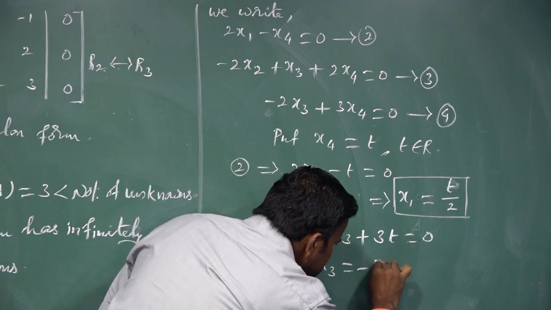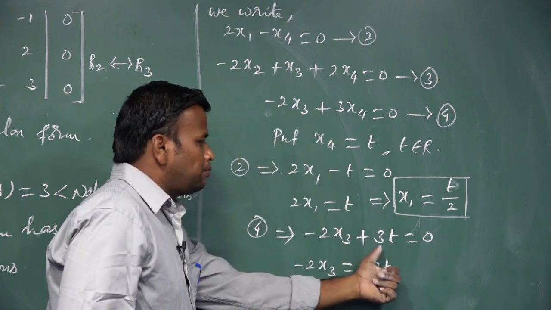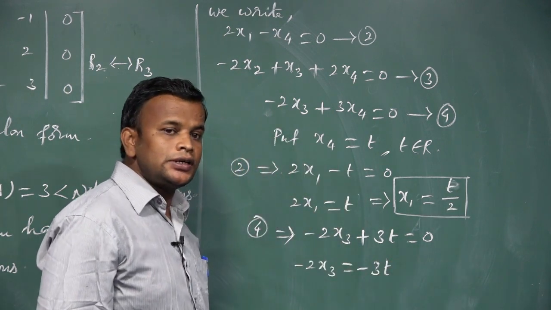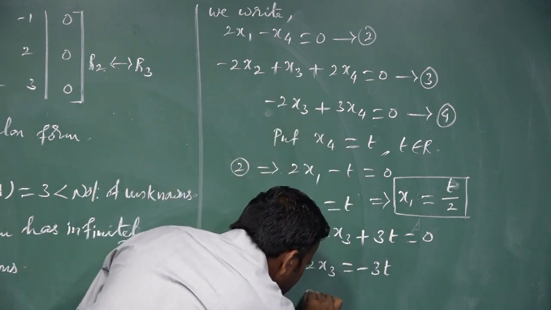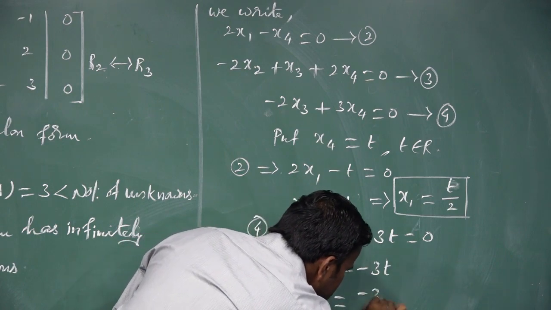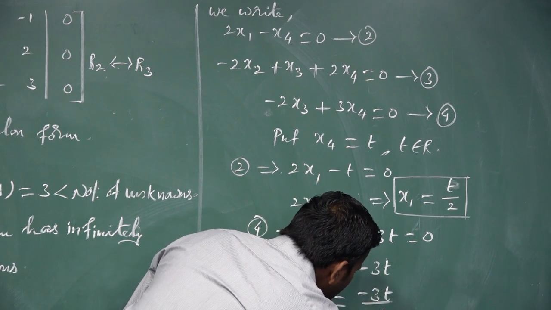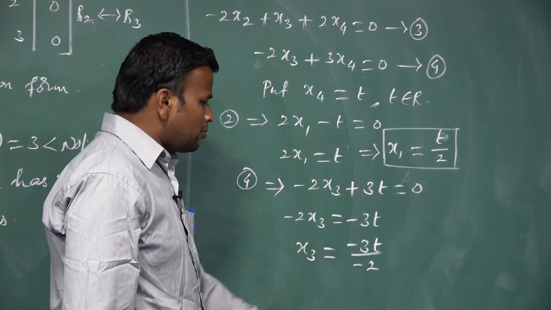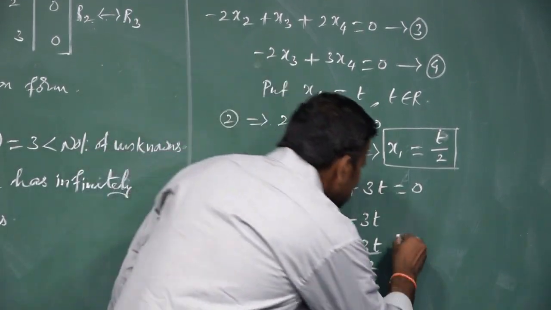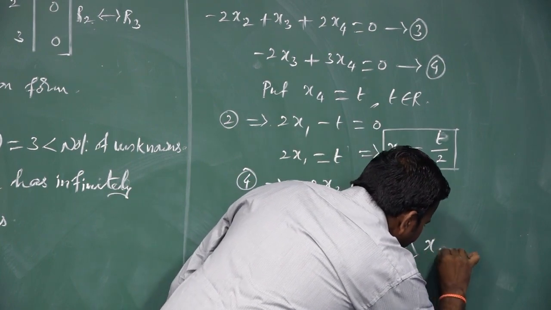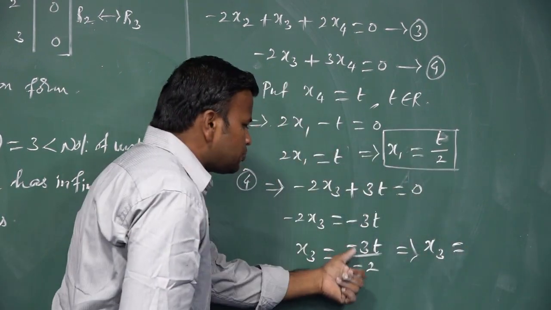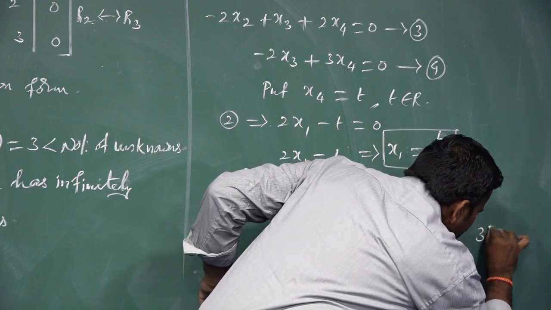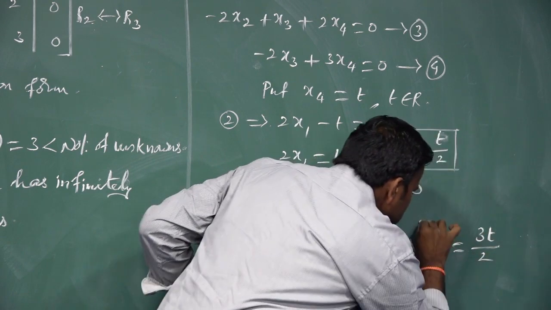Minus 2x3 is equal to minus 3t. Plus 3t becomes minus 3t on that side. So the x3 value is minus 3t divided by minus 2. The multiplication by minus 2 becomes division on that side. Minus by minus is always plus, you know very well. So the value of x3 is 3t by 2.